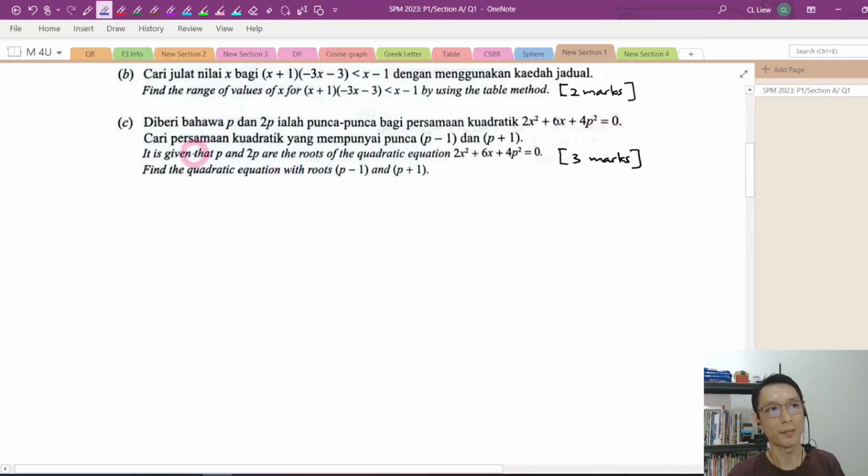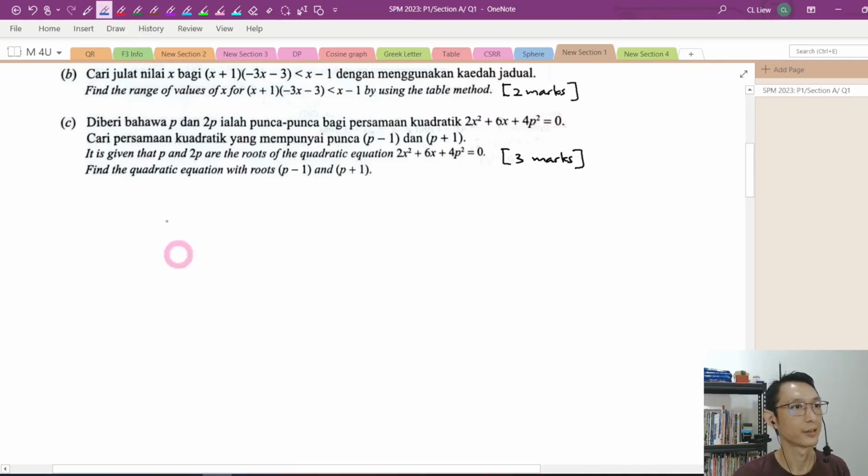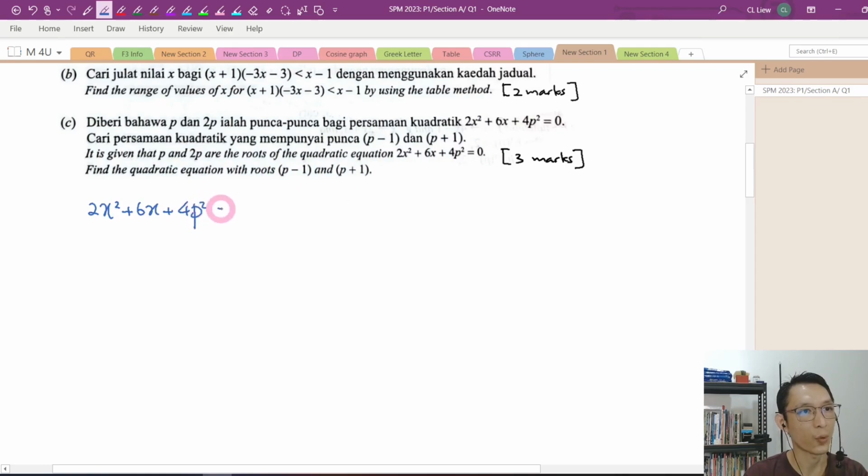Okay, let's go to part C. This is given that p and 2p are the roots of the quadratic equation 2x squared plus 6x plus 4p squared is equal to 0. We want to find the quadratic equation with the new roots, which are p minus 1 and p plus 1.